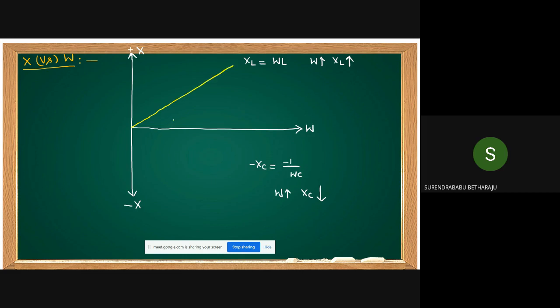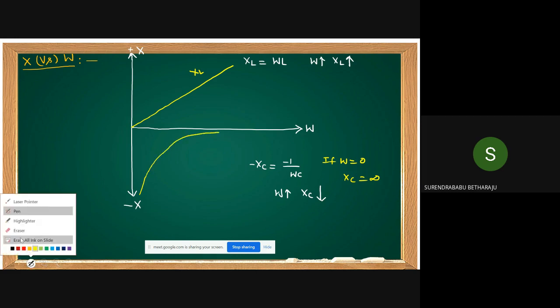Okay, this is the case of which curve? This is the XL curve. Then what about this negative one? For example, if omega equals 0, what is XC? This is infinity. That means the curve starts from infinity at this point. Then slowly it is decreasing, and we can get the curve like this.